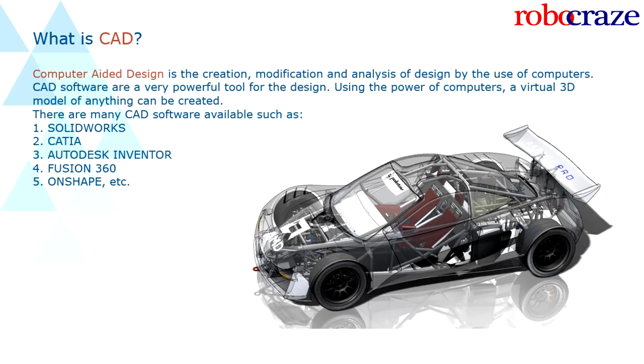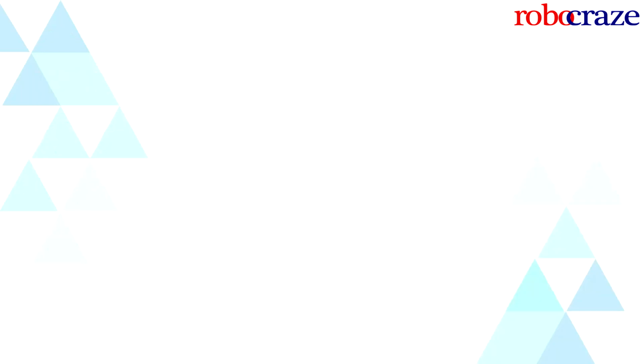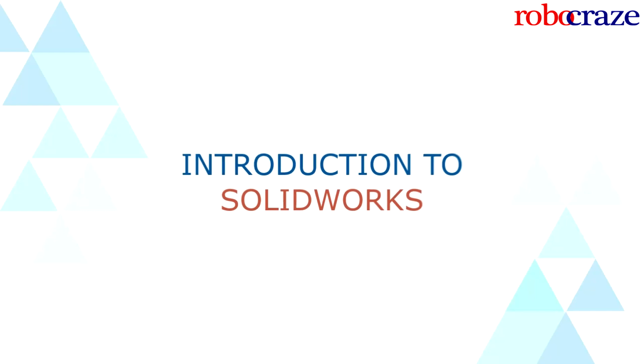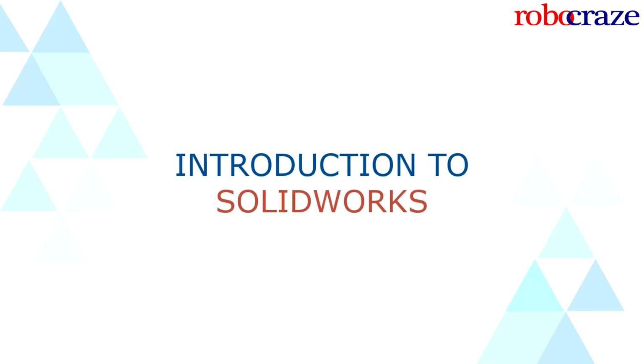There are many CAD softwares available, especially for mechanical engineering. For example, some of the most popular CAD softwares are Solidworks, CATIA, Autodesk Inventor, Fusion 360, Onshape, etc. Okay, so now we are going to start with Solidworks, which is one of the most popular CAD software out there. Let's get started.